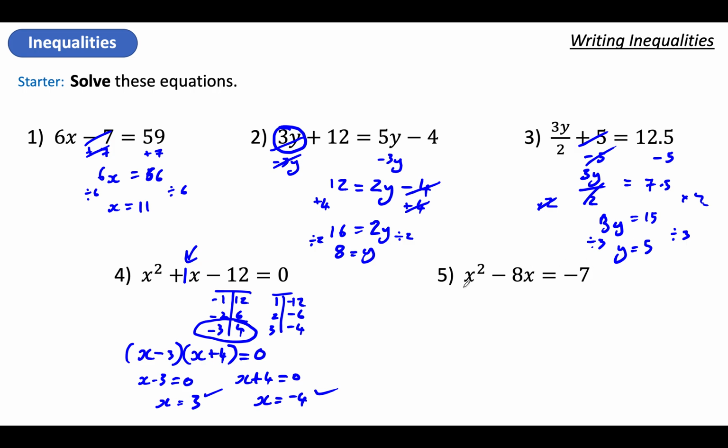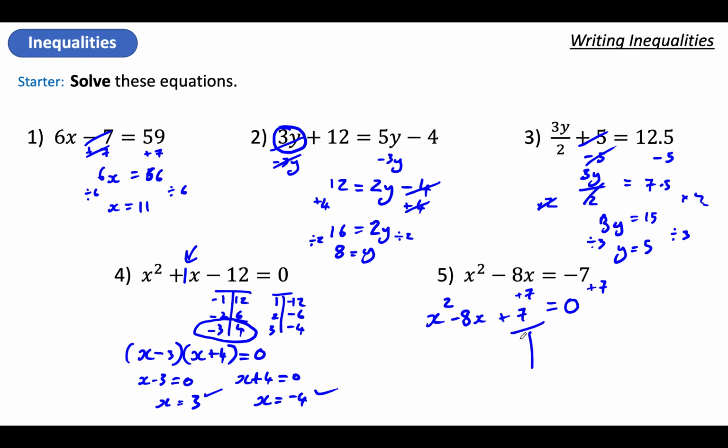Right, this one is a quadratic equation, but it needs to equal 0. Now to do that, I'm going to add 7 to both sides. So we'll have x squared take away 8x plus 7. Okay, let's factorize that then.